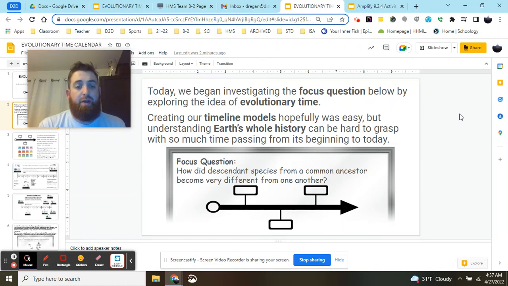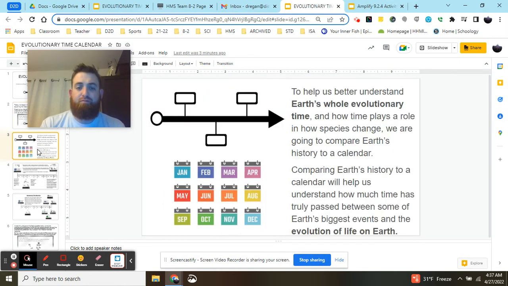Hey everyone, Mr. Regan here, and today we began investigating the focus question below by exploring this idea of evolutionary time. Creating our timeline models in the previous activity was hopefully easy, but understanding Earth's history as a whole can be hard to grasp with so much time passing from the beginning to today. And with so much time passing, it would be hard for us to answer the question, how did descendant species from a common ancestor become very different from one another?